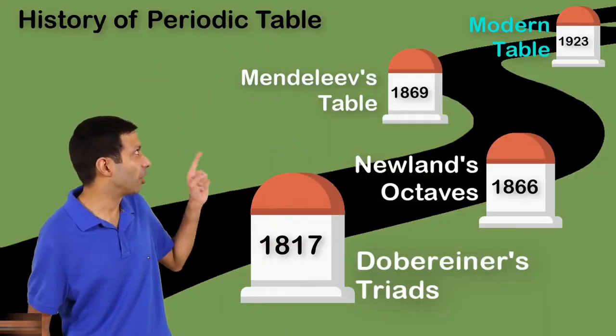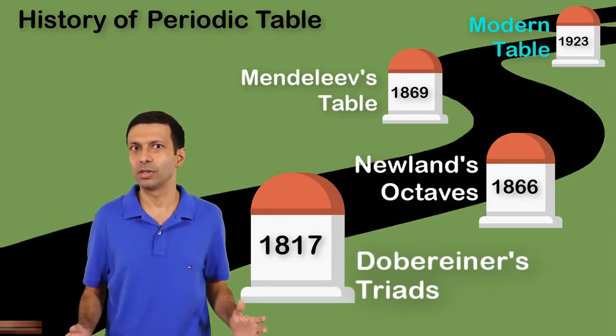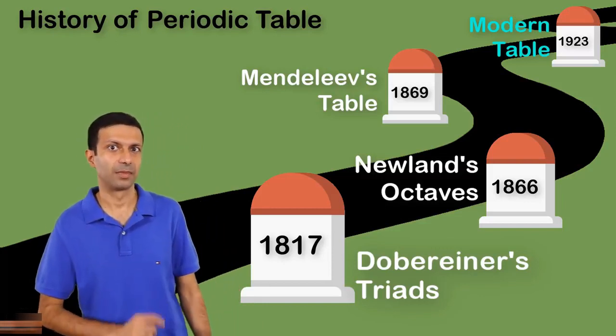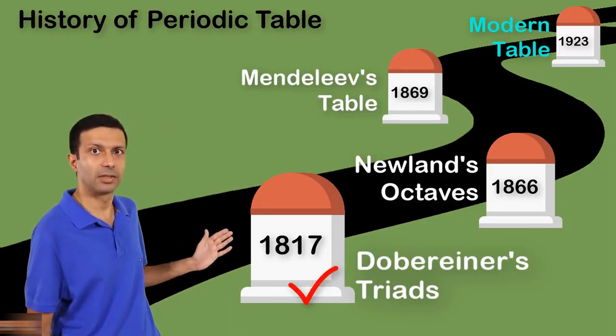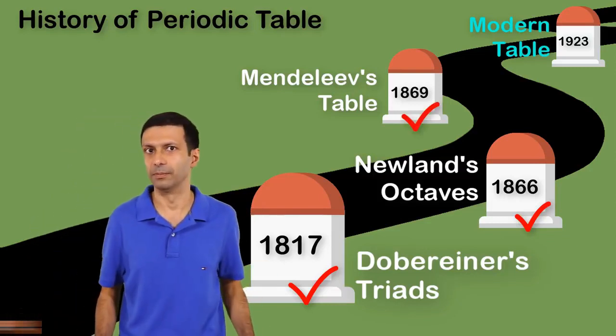Hi friends, in this video we look at the last stop in our journey, the modern periodic table. Remember in the previous videos we discussed the early attempts to classify elements, that is Döbereiner's triads, Newlands' law of octaves and Mendeleev's periodic table.